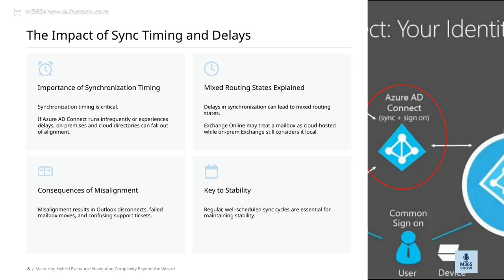Now, what happens if synchronization gets delayed? It can create mixed routing states, where Exchange Online might see a mailbox as being cloud-hosted, while on-premises Exchange still considers it local. This mismatch can be problematic and confusing for users.